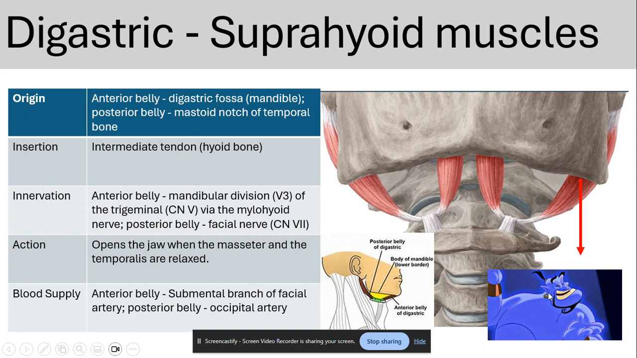And here's the genie for you. A digastric is a genie. Why? Because as you can see, it has curls like that, and I thought if you see the genie, you will remember them. So digastric is more like the genie's beard. Right? So I hope that helps.